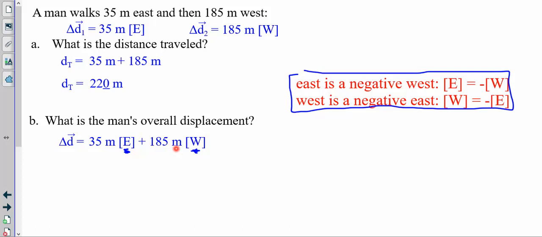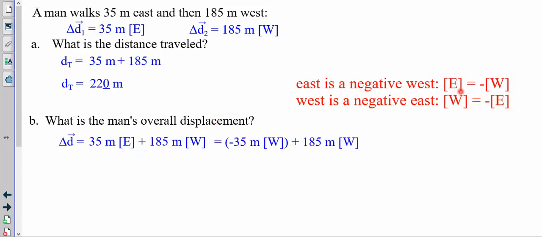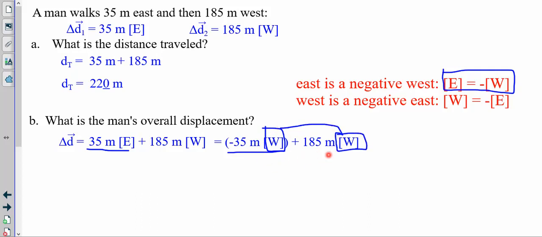185 is larger, so my west direction is probably going to be bigger. So I'm going to change this guy right here. I'm going to change my 35 meters east to a similar value, but in west. And so what that means is, since east is considered to be a negative west, I'm going to now change my 35 meters east to a negative 35 meters west. And now my units are the same. I have meters, I have the same direction, so I can actually add them together.